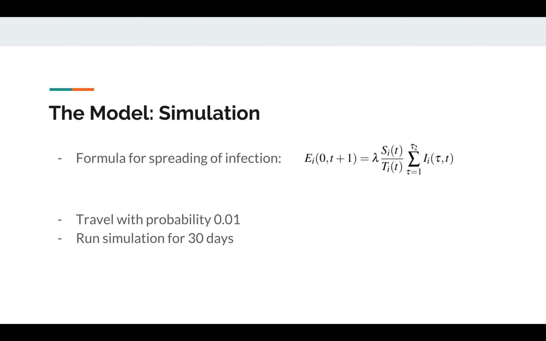In each iteration of our simulation, we use this formula to calculate the number of infected people in the city, and then at the end of the day, each person travels to a neighboring city with probability 0.01. And so if some of the infected people travel, then the next day they will infect other people in the city that they traveled to. And we run the simulation for 30 days.